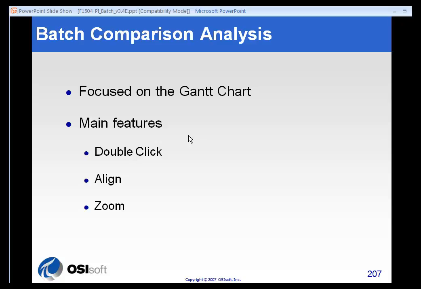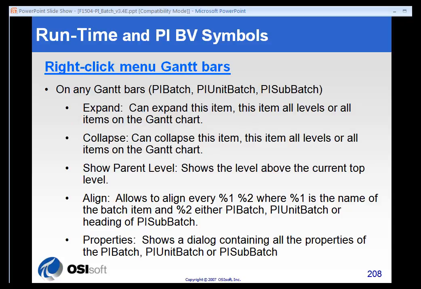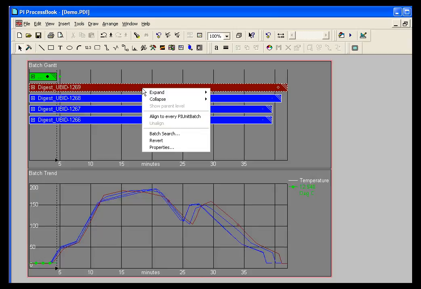Normally when people want to compare things like durations or time into process, they use the Gantt chart. And we're going to look at some of the features, the double click, the align, the zooms. First of all, we have a right click menu that we can use. If we right click on any of the Gantt strips, we can either expand this item to the next level or to all levels, or we can expand every PI unit batch. We also have the option of collapsing.